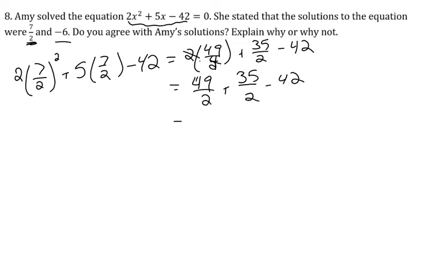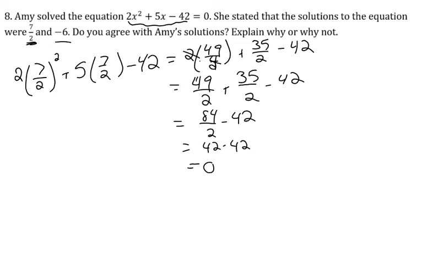I'm going to add the fractions together and I get 84 over 2 minus 42. 84 over 2 is 42. 42 minus 42 is 0. So is 7 halves a solution? Yes, because when I plug in 7 halves, I get 0.